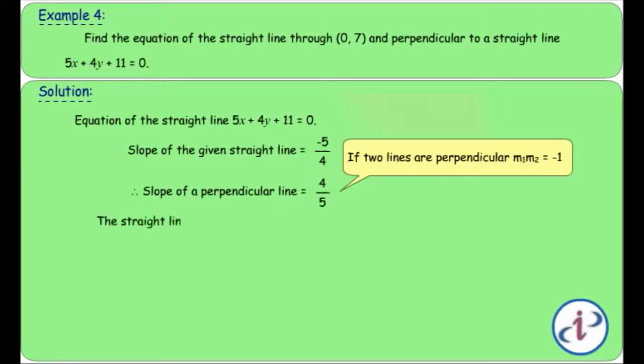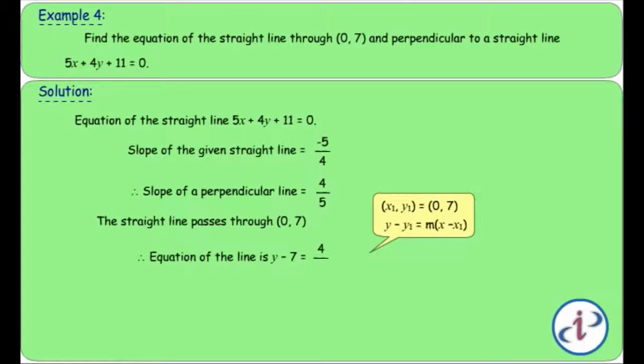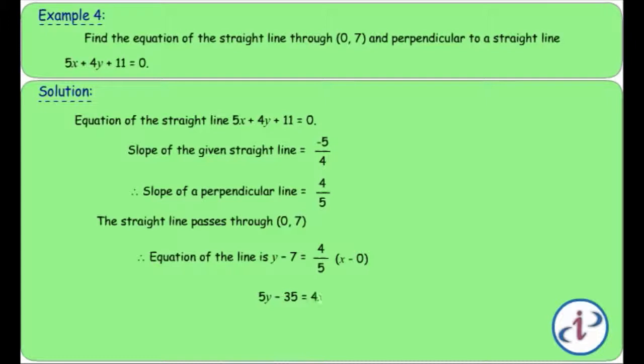Given that the straight line passes through (0, 7), the equation of the line is y minus 7 is 4 by 5 times (x minus 0). Further simplifying, we have the equation as 5y minus 35 is equal to 4x, and hence the equation of the straight line is 4x minus 5y plus 35 is equal to 0.